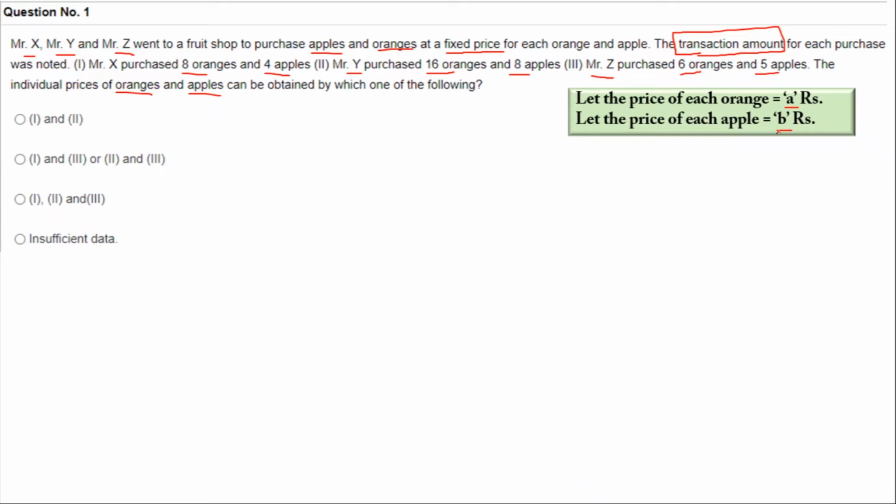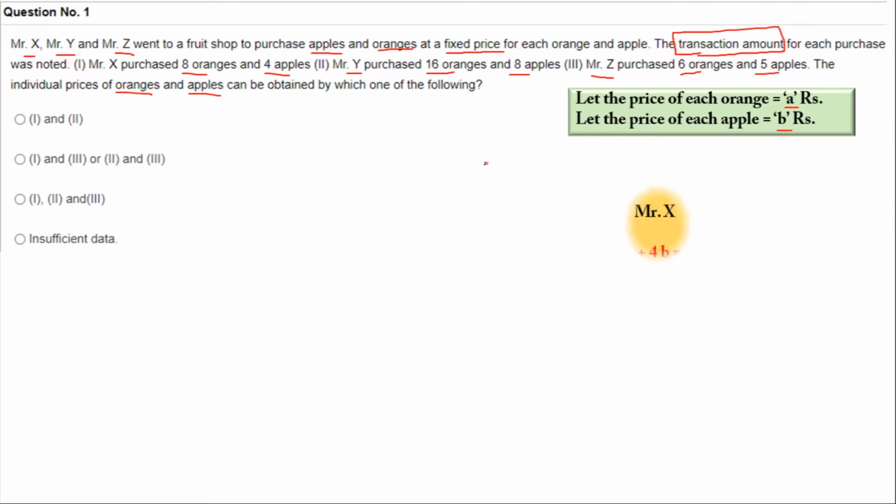Now if Mr. X is purchasing 8 oranges, the price of 8 oranges will be 8 into A, because A is the price of an individual orange. Similarly, if he is purchasing 4 apples, the price of these 4 apples will be 4 into B, because the price of each apple is B. Since we don't know the transaction amount, we will consider the transaction amount of Mr. X to be X, Mr. Y to be Y and Mr. Z to be Z.